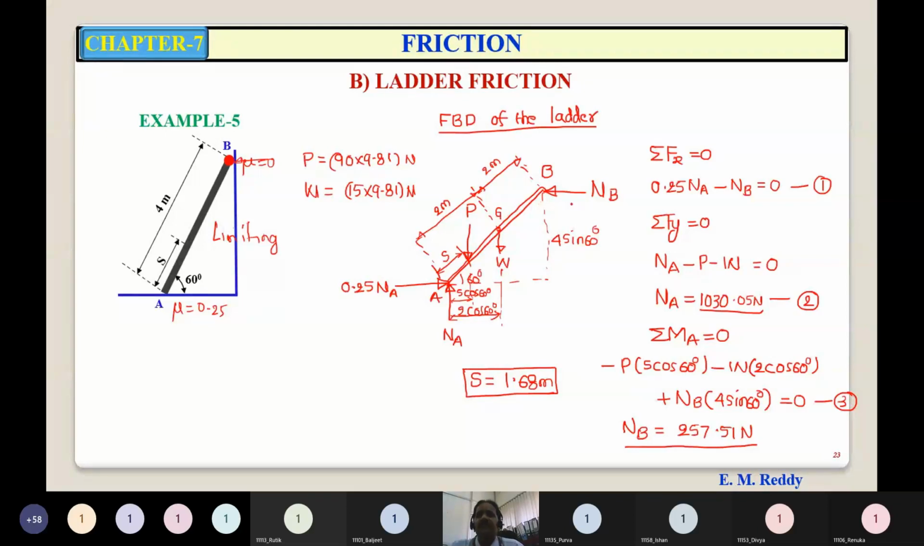For equilibrium, we write the equations of equilibrium, or conditions of equilibrium. Resolving all forces into X and Y components, we write summation Fx = 0, summation Fy = 0, and a moment equation. You can take moments about any point in the plane. I am taking moments about A because I can eliminate the moment of 0.25 NA and the moment of NA, both passing through A. Solving these three equations, we can find the three unknowns: NA, NB, and S. Our answer is S.